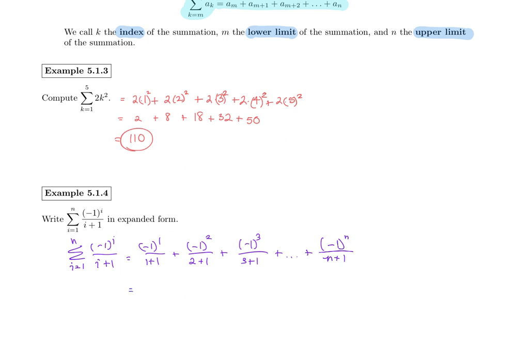So if we were to simplify this, we would get negative 1 over 2 plus 1 over 3 minus 1 over 4. And then we would see plus 1 over 5, etc., etc. So plus dot, dot, dot, plus negative 1 to the n over n plus 1.